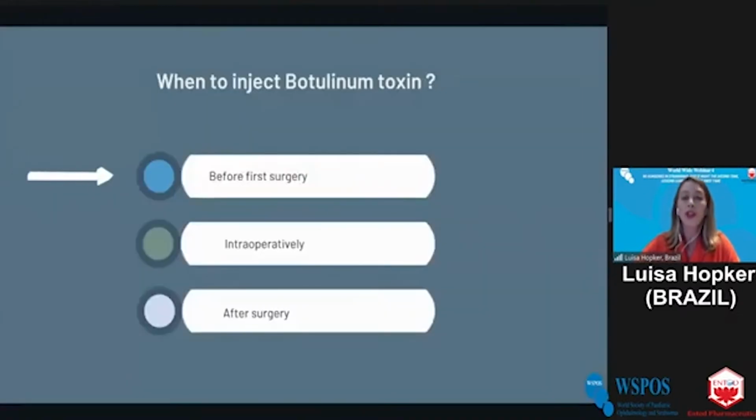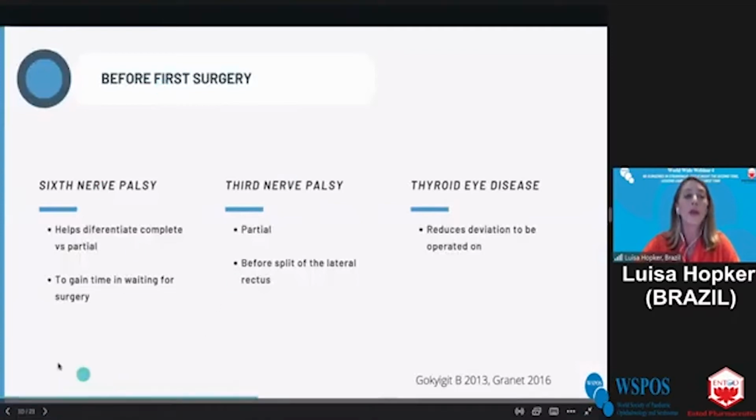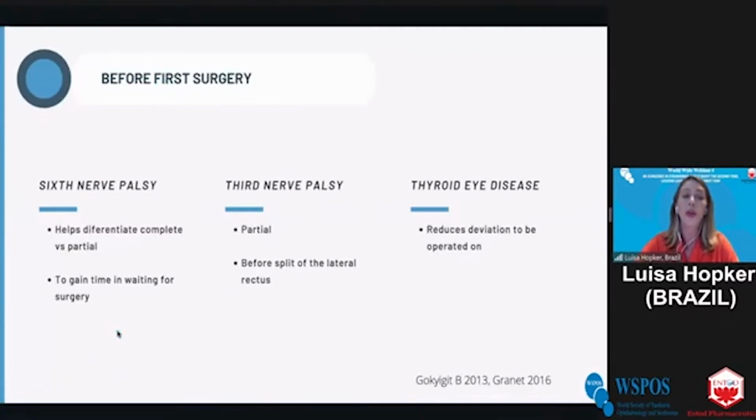So when to inject botulinum toxin? You can inject before the first surgery in those complex cases, like I mentioned. For example, for sixth nerve palsy, because it can help you to differentiate complete versus partial. You can gain time whenever you have to wait for surgery in acute cases. In third nerve palsies to partial cases, and before you split the lateral rectus if you want to transpose to medial rectus, to relieve the contracture in very chronic cases.